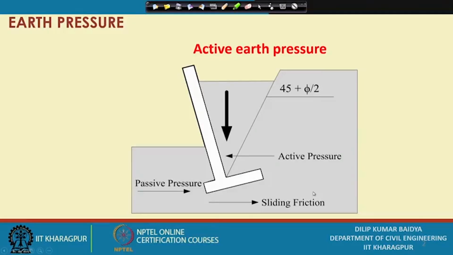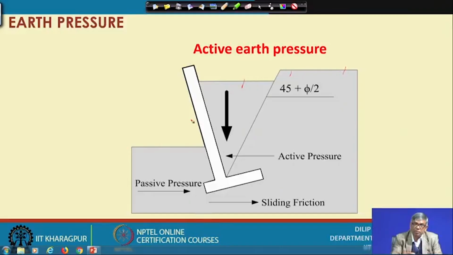So, I have already shown this once, and you can see that when there is active earth pressure, the entire soil will not move. Because of the weight, the wall will move in this direction, and then how much soil will go? There is actually a limit. That limit is from here: if you draw a line at 45 degree plus phi by 2, this is the line. Beyond that the soil will be intact.